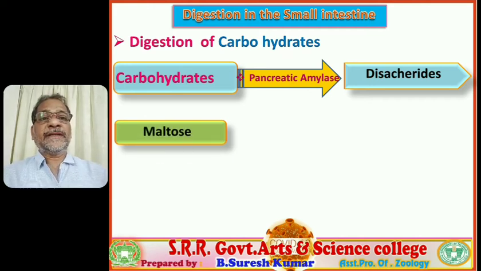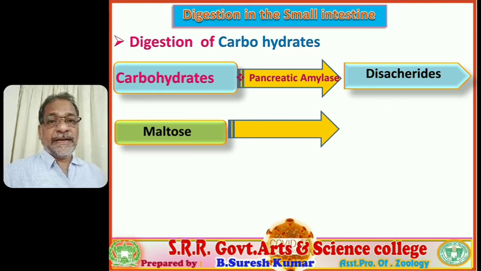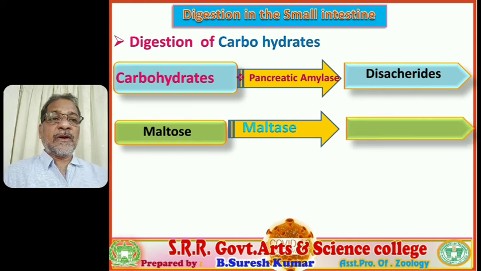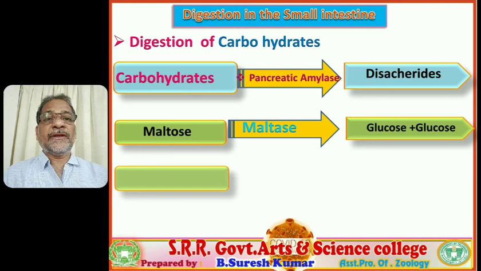Now these disaccharides, for example maltose, which is a disaccharide. This maltose reacts with the saccharidase enzymes, brush border enzymes, that are secreted by the cells of the villi of the intestine. So these brush border enzymes are called saccharidases. Various kinds of brush border enzymes are present in succus entericus. You observe this is maltase enzyme. The maltase enzyme acts on maltose and breaks it down into glucose, two glucose molecules produced.